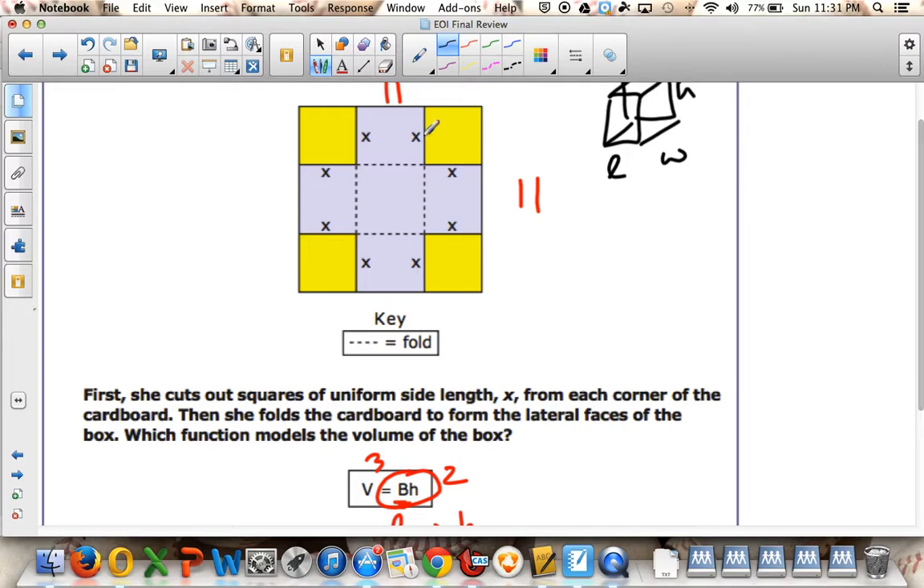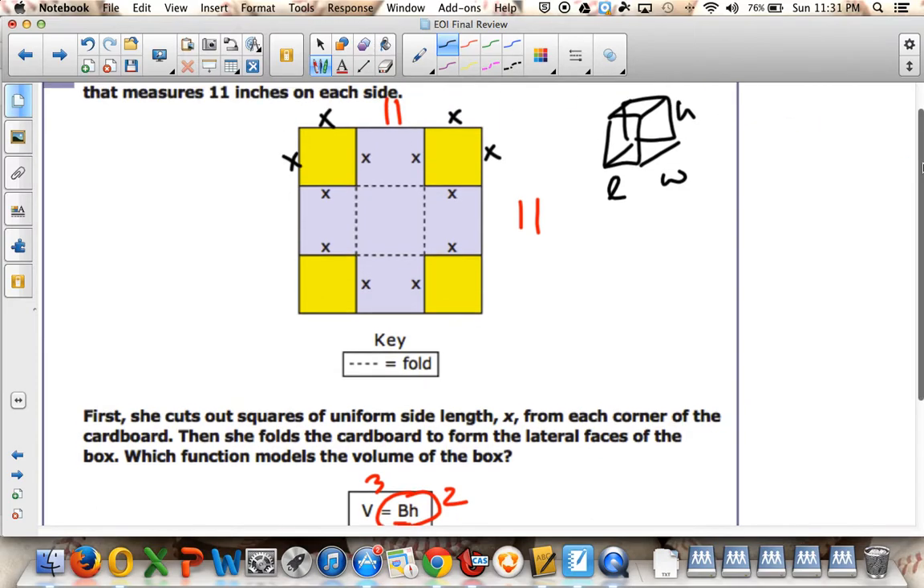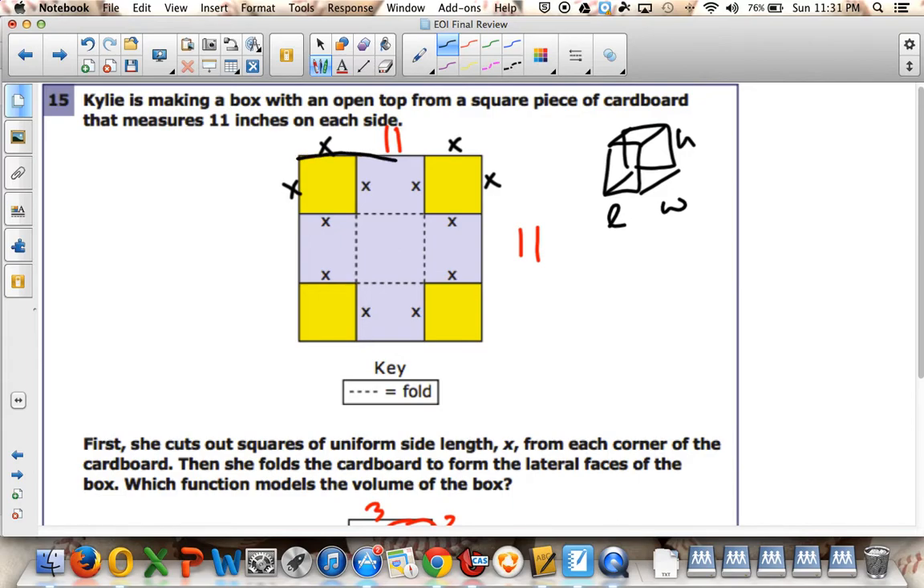Well, she's taken out an x from each side on each cut. So if I just focus on this top part right here, it's 11 inches long, but she's taken off 2 x's. So she has 11, and if she's taking it away, she's going to subtract 1 x and another x, which can be written as 11 minus 2x when I combine like terms. So if I'm trying to find the length of this, that would be 11 minus 2x.